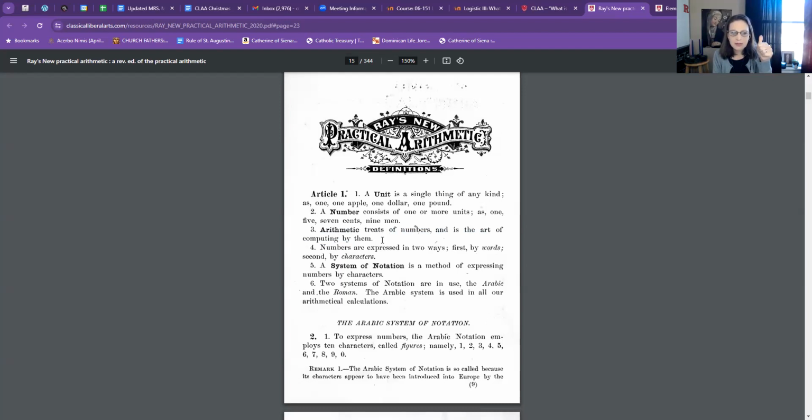Arithmetic treats of numbers and is the art of computing by them. Arithmetic treats of numbers and is the art of computing by them. Arithmetic treats of numbers and is the art of computing by them.